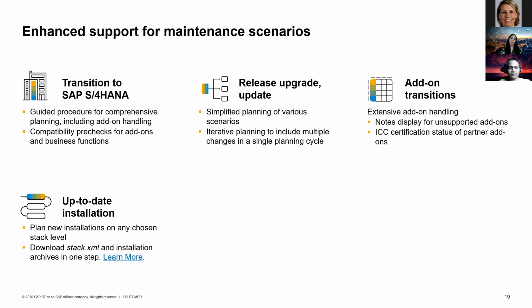Up-to-date installation. So as I mentioned, we support the installation planning in Maintenance Planner. And what this means is that you can plan installation on any chosen stack level. And the process would then allow you to download a consolidated stack XML, which will be first used by SWPM to install, and then the same stack XML can be used by SUM to update the system on the chosen stack level. So that was a brief on up-to-date installation. Over here, you can find the link to my blog, which describes the process in much more detail.